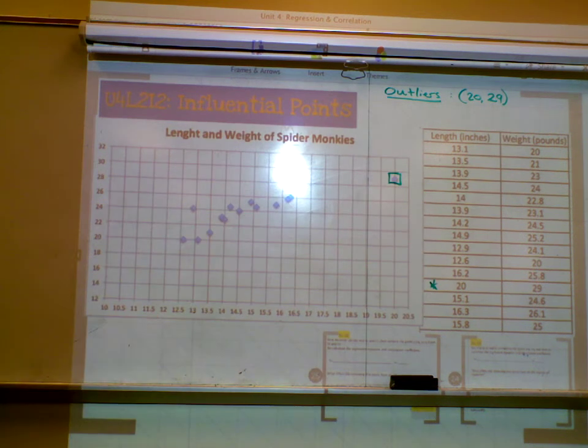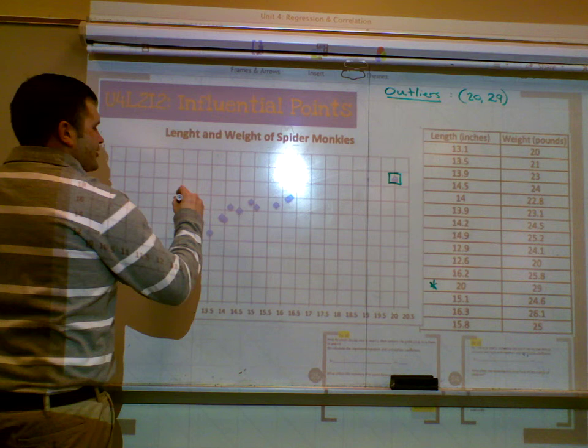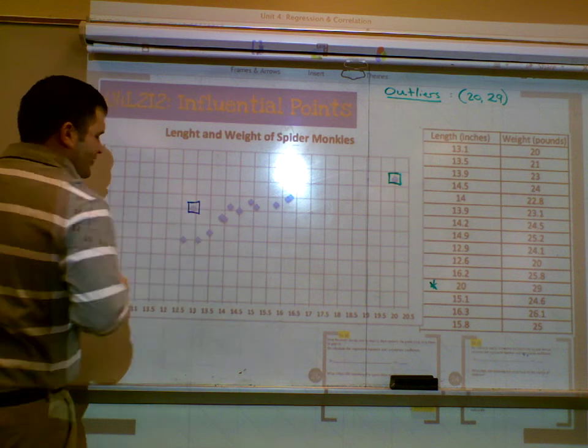20, 29. Okay. Are there any other outliers? No. That one right here. Which one? 12, 24. Okay. You're close. I mean, 13. You're close.